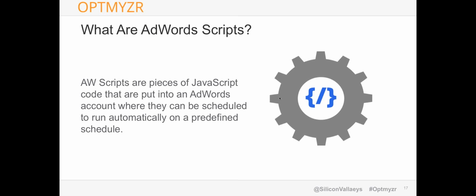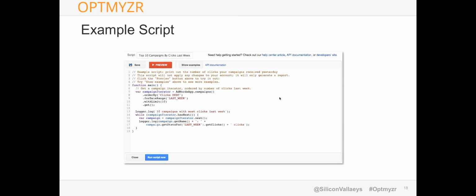So if you wanted to do something with bid management, for example, you might want to do that more often than once a day. So you cannot do it with an automated rule, but you could do it with an AdWords script and program it to run once an hour. Now, when I say script, I really do mean script. I really do mean code, right?